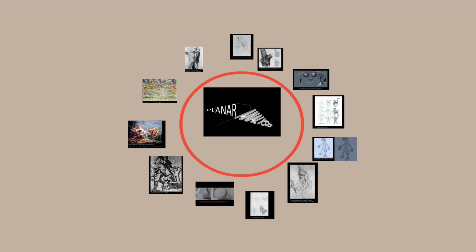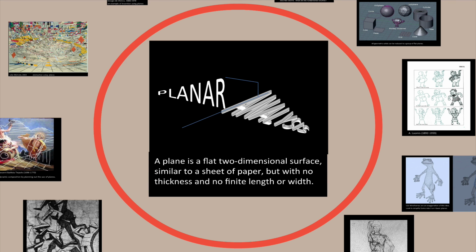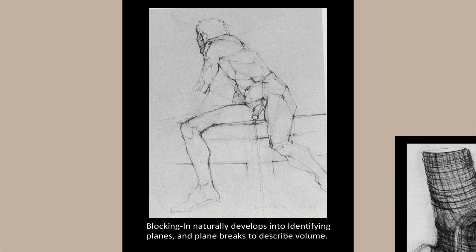But you're never gonna really know how to shade a whole drawing unless you understand where to put the different darks and lights. And the way to understand that is to really get good at analyzing planes. A plane is a flat two-dimensional surface similar to a sheet of paper, but with no thickness and no finite length or width. So you're analyzing the surface of things. Planes are considered flat surfaces of things, and sometimes your surfaces are going to be curved, but you can simplify that into more flattened areas, just a lot more of them.